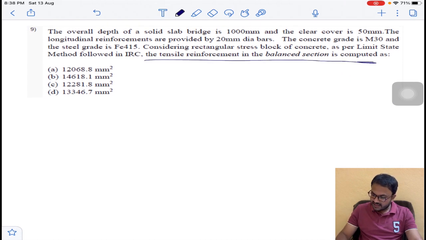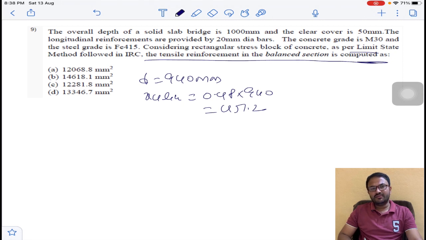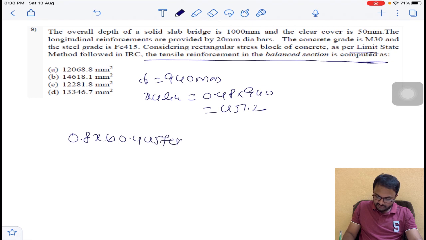So he has asked the tensile reinforcement in the balanced section computed as per limit state method. So obviously d, if you calculate, you will get 940 mm. XU lim is equal to 0.48 into 940, already calculated, 451.2. Now for a balanced section, both compressive force and tensile force will get equated, right? So compressive force is equal to 0.36 fck b x, based on the stress block diagram, is equal to tensile force, 0.87 fy AST.